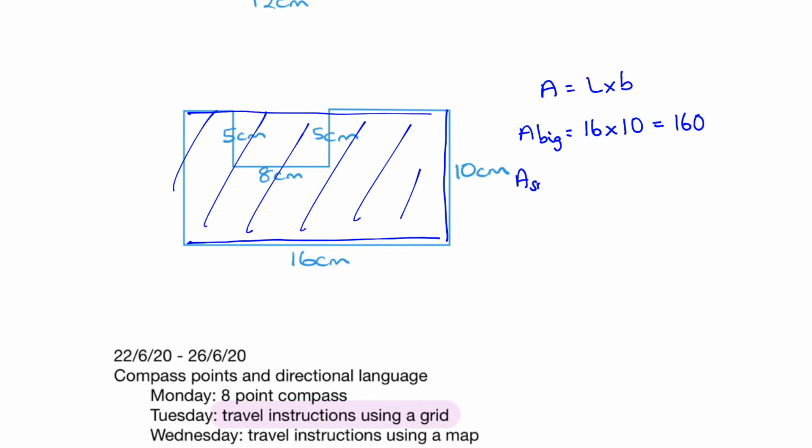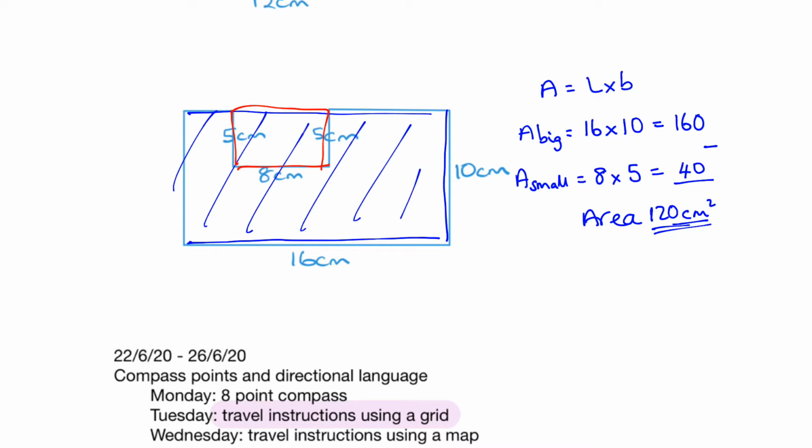Then we need the area of the small one. So that's this one here. And we can see that is an 8 by 5 rectangle. So 8 times 5 is 40. And this time, for the area of our shape, we're going to have to subtract them. So 160 take away 40 is 120. And again, square centimetres.